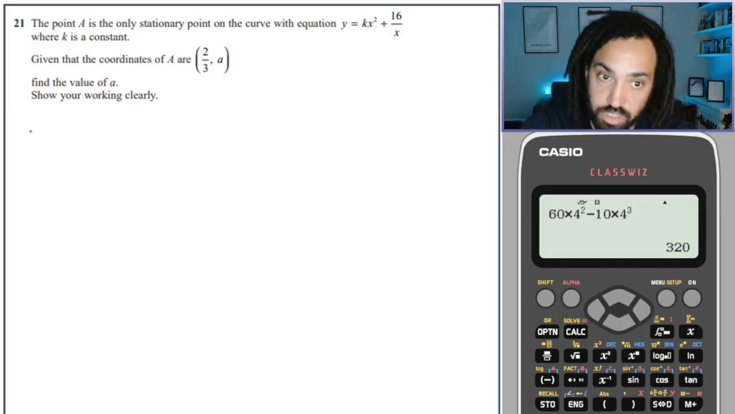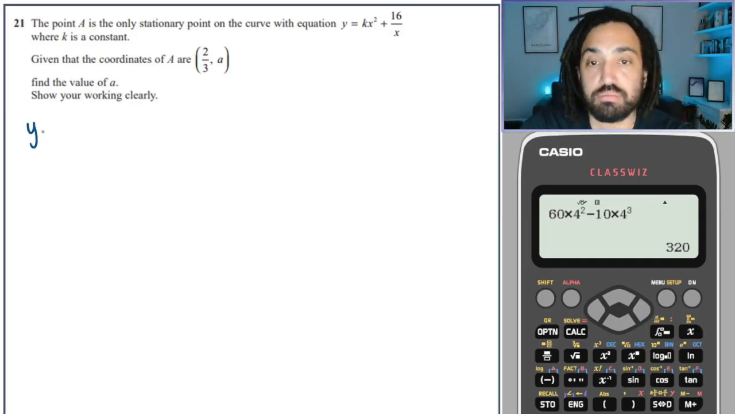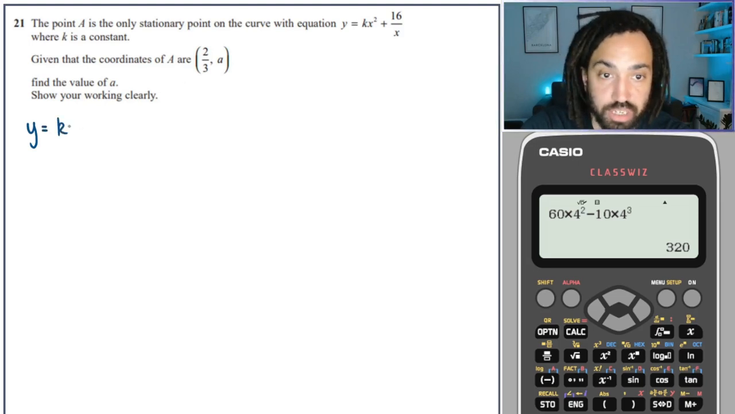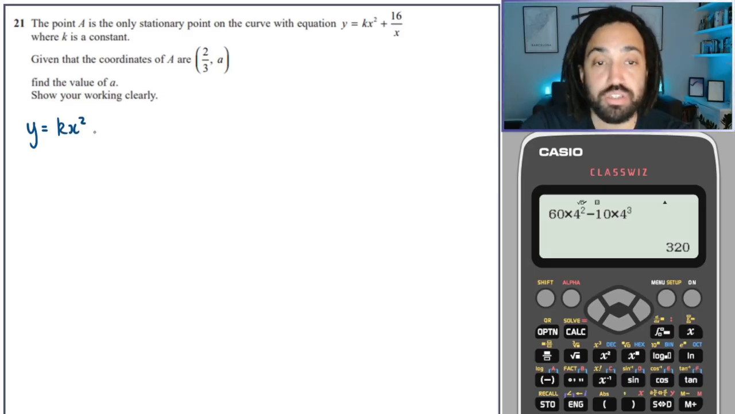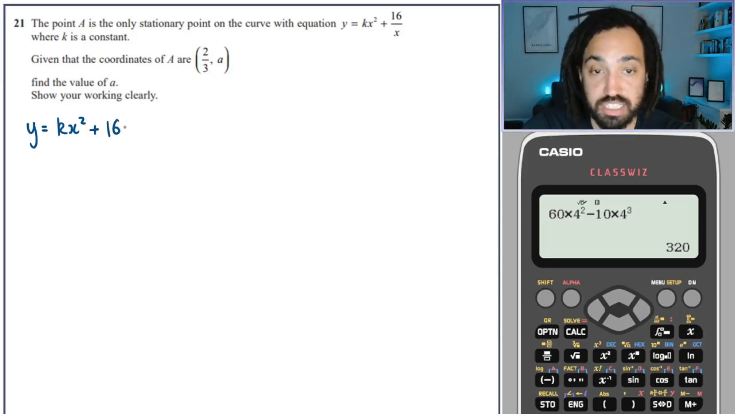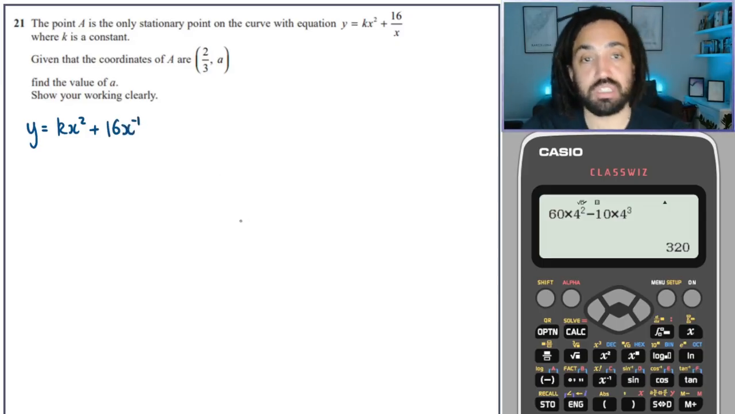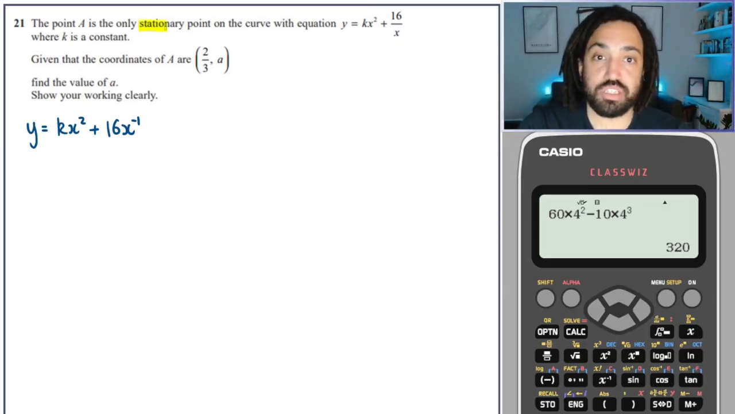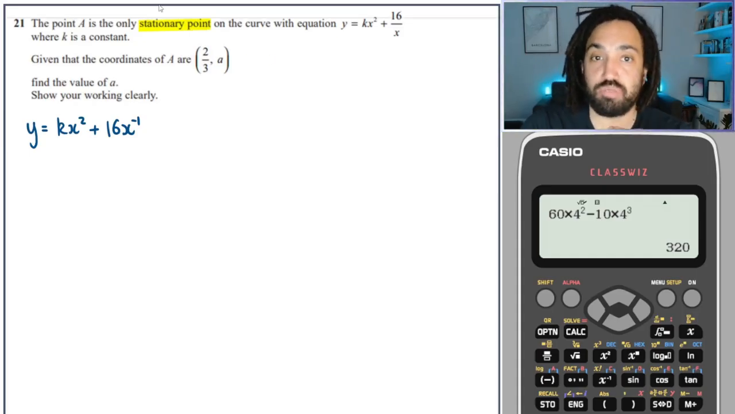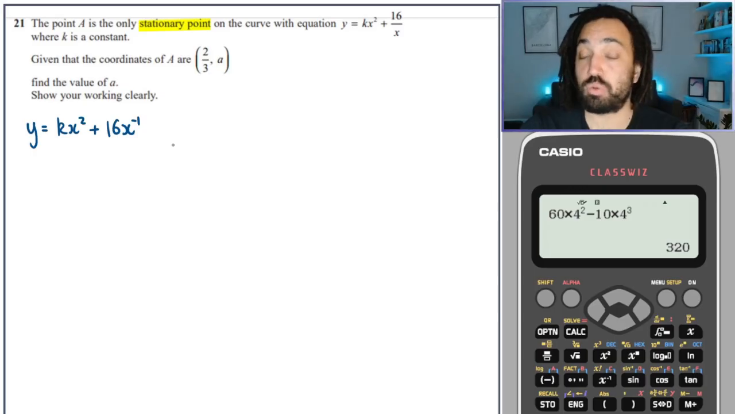Okay, right, first step is to write this out in a way we can differentiate it. So I'm going to write that as 16, and then the 1 over x is the same as x to the minus 1. Now the clue that I'm going to need to differentiate this is the words stationary point. Those are the maximums or minimums, and they occur when the gradient function dy by dx is equal to 0.